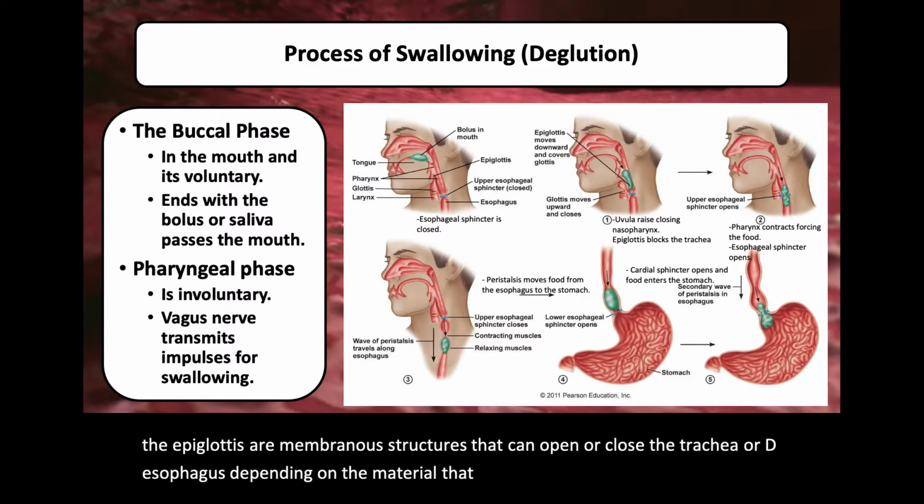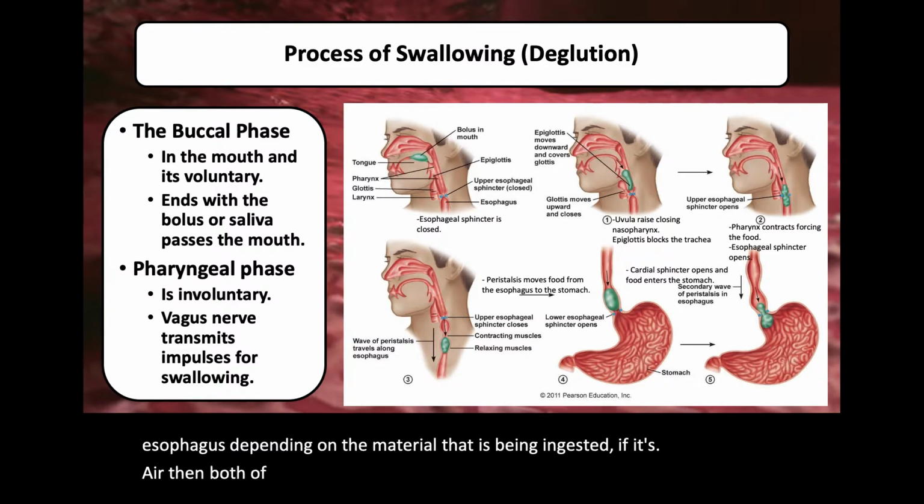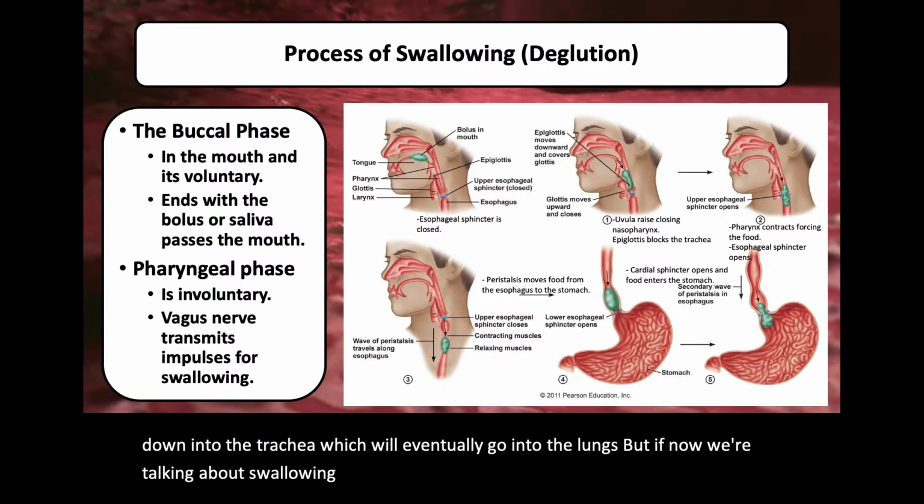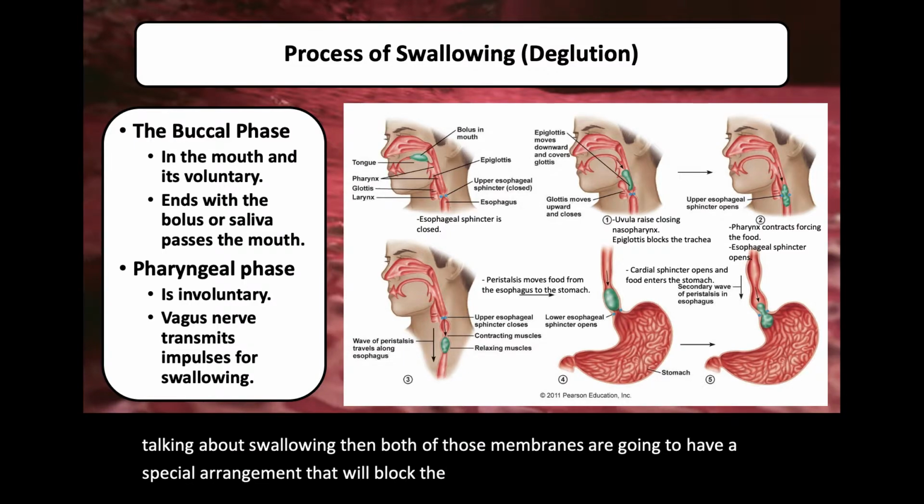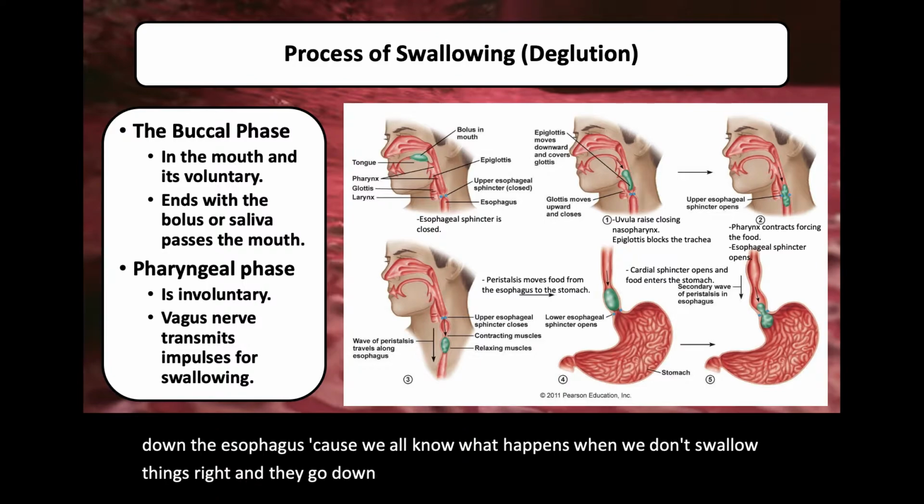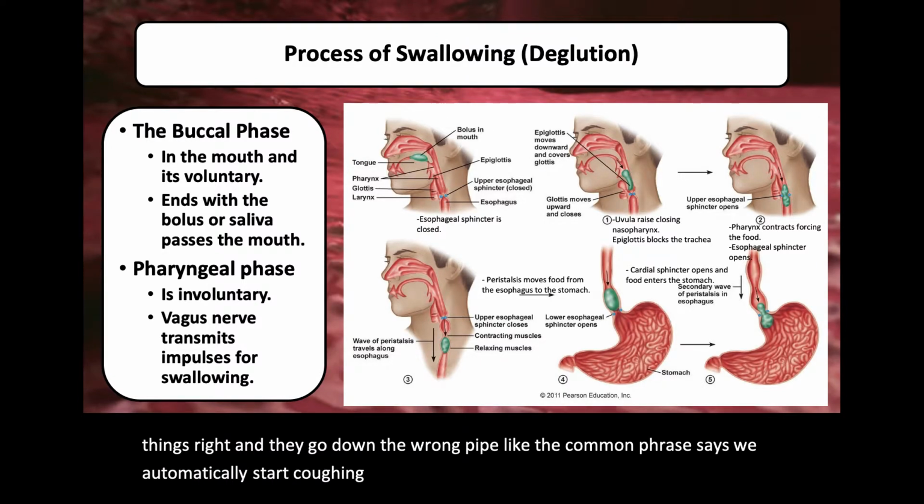If it's air, then both of these membranes will reconfigure, allowing passage of air down into the trachea, which will eventually go into the lungs. But if now we are talking about swallowing, then both of those membranes are going to have a special arrangement that will block the trachea, and then the food is going to go down the esophagus. Because we all know what happens when we don't swallow things right and they go down the wrong pipe, like the common phrase says. We automatically start coughing because it's not something normal. Nothing should go into the lungs that is not air.